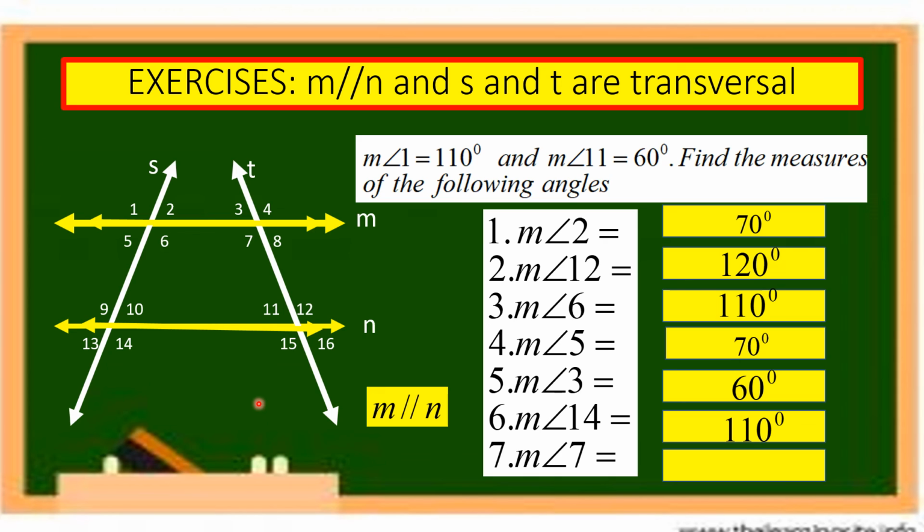We need to find the value of angle 7. So where is angle 7? Angle 7 and angle 11 are supplementary because the two angles are interior angles on the same side of the transversal. If the measure of angle 11 is 60, therefore the measure of angle 7 is 120 degrees.